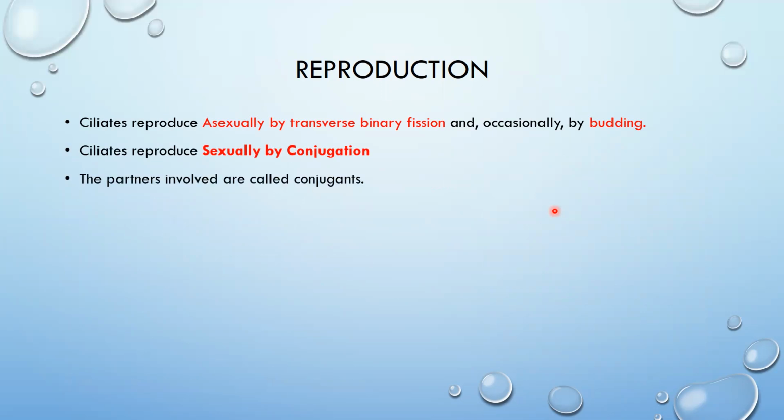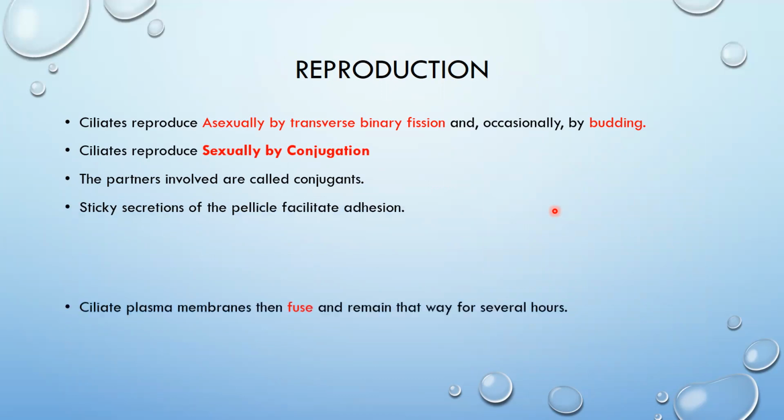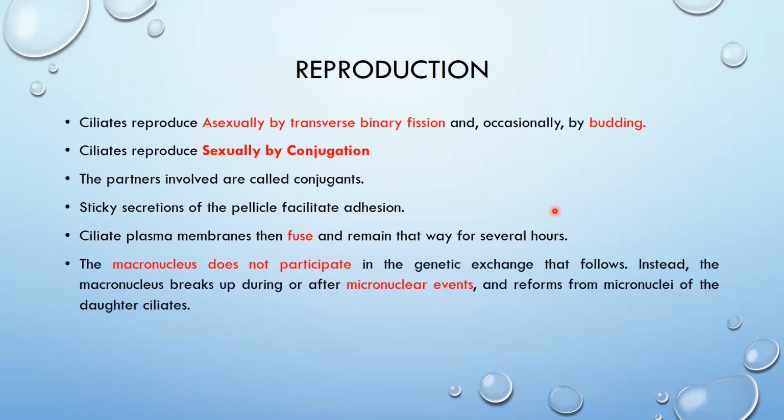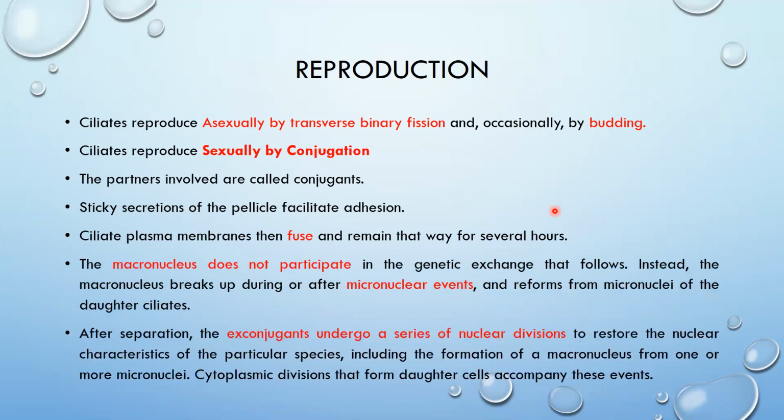Okay, so the partners involved are called the conjugates. Sticky secretions of the pellicle facilitate the adhesion of the two partners, the conjugates, and the ciliate plasma membranes then fuse and remain fused for several hours. The macronucleus does not participate in the genetic exchange. Instead, the macronucleus breaks up during or after the micronuclear events and reforms from the micronuclei at the end of the division in the daughter ciliates.